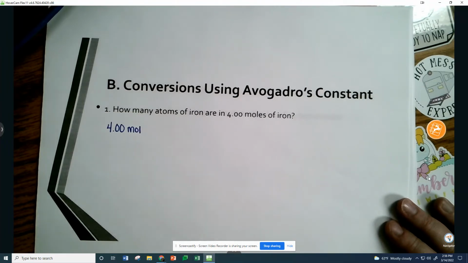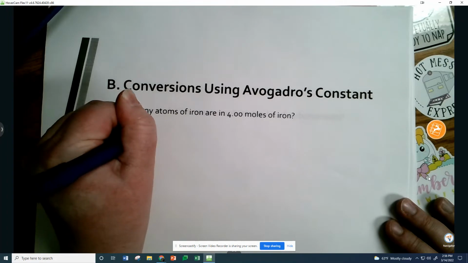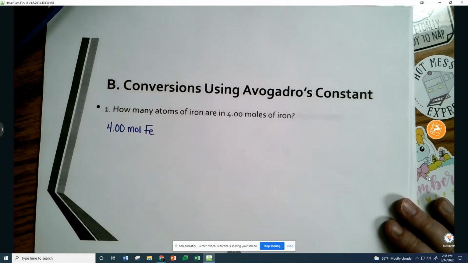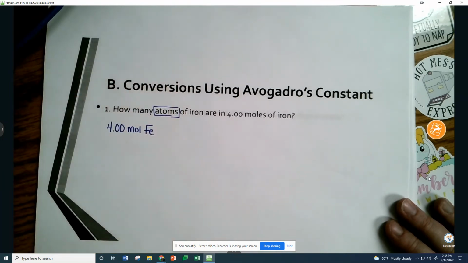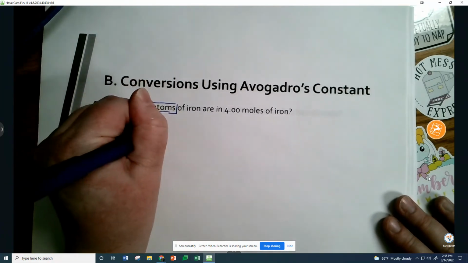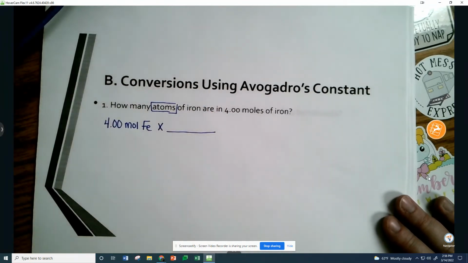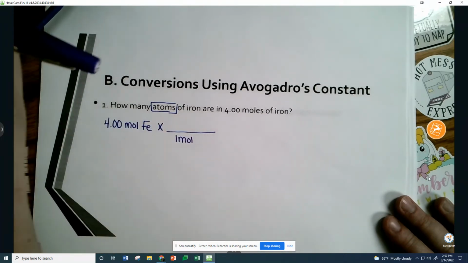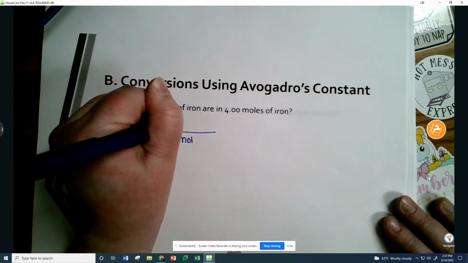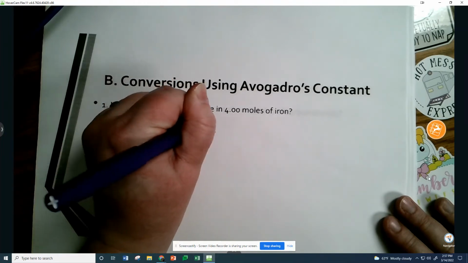The other thing you're going to want to get in the habit of is including what it is. So this isn't just moles, but this is specifically moles of iron. The problem is asking us to solve for how many atoms. Avogadro's constant is 1 mole is always equal to 6.022 times 10 to the 23rd. The unit can vary between atoms, molecules, or formula units depending on the material you're describing. So when you set up a conversion, the denominator needs to be 1 mole. It is equal to Avogadro's constant of 6.022 times 10 to the 23rd.